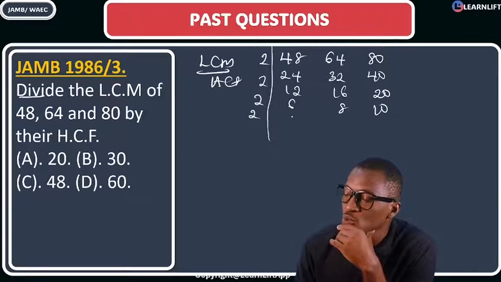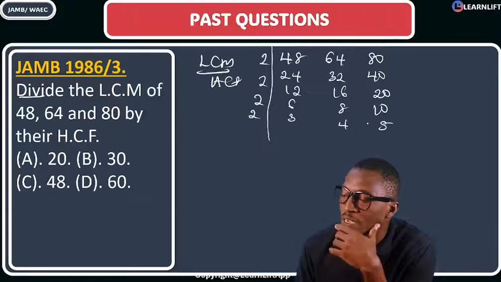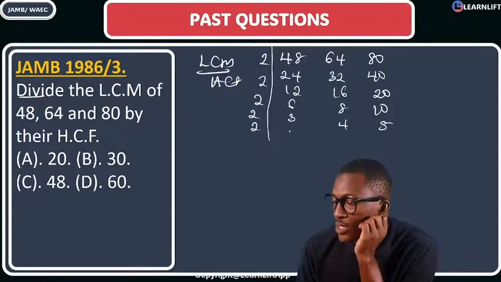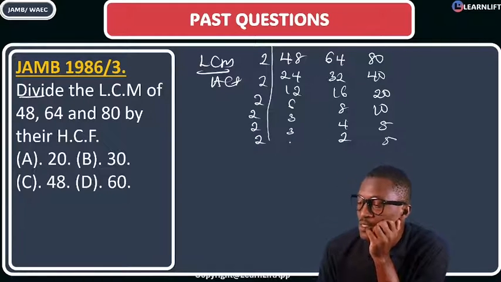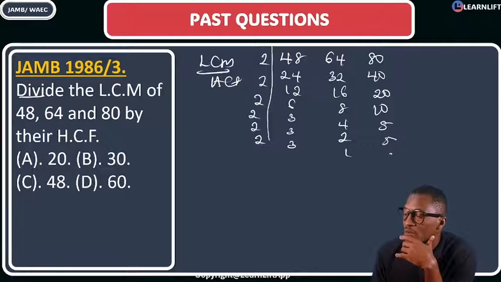2 can still go. 2 here will give 3, 4, and 5. Can 2 still go? 2 here, 3. This will be 2. This will be 5. Right? 2 can still go. That's 3, 1, 5. What can go again? 3 can go. 3 will give us 1, 1, 5. 5 can go. That will give us 1, 1, 1.